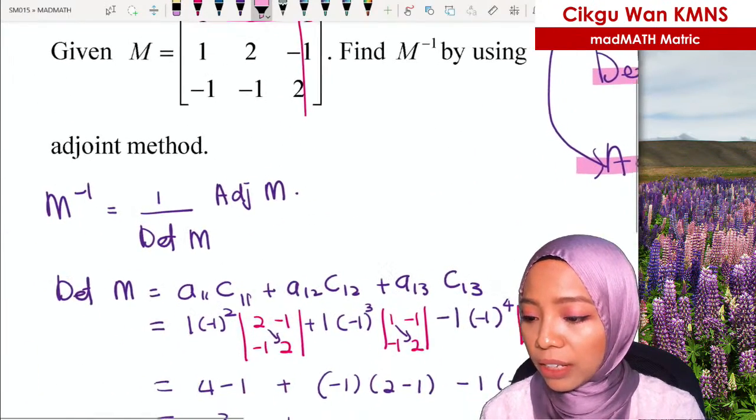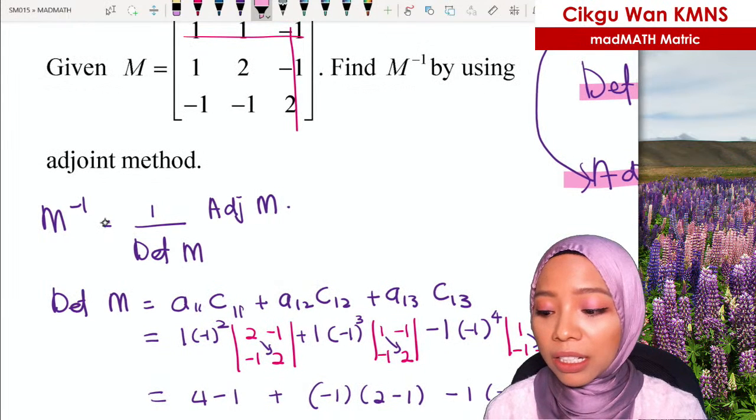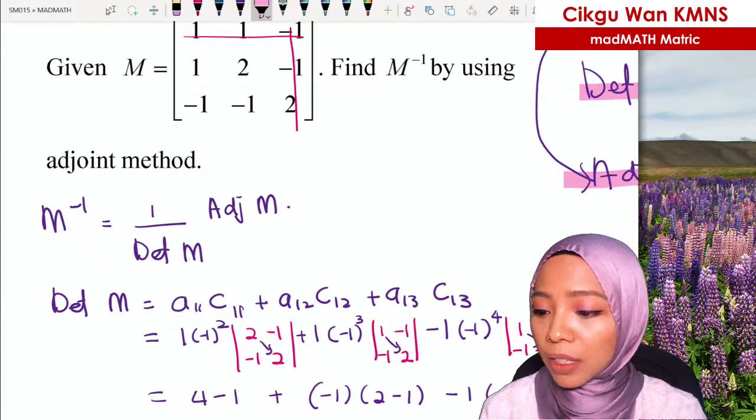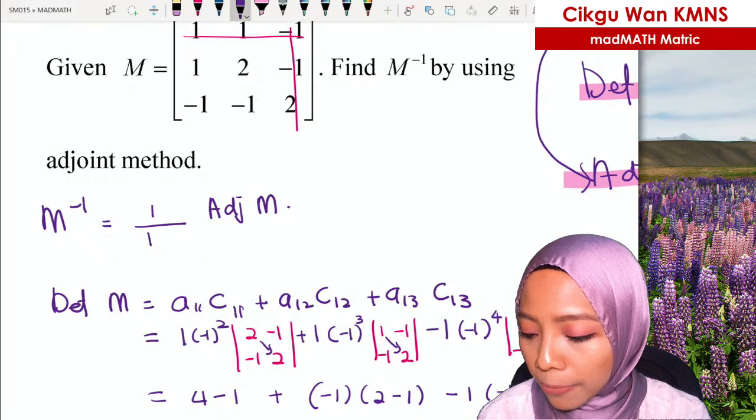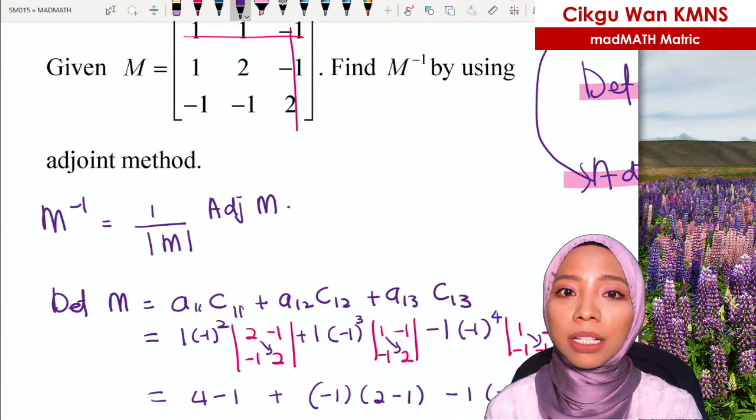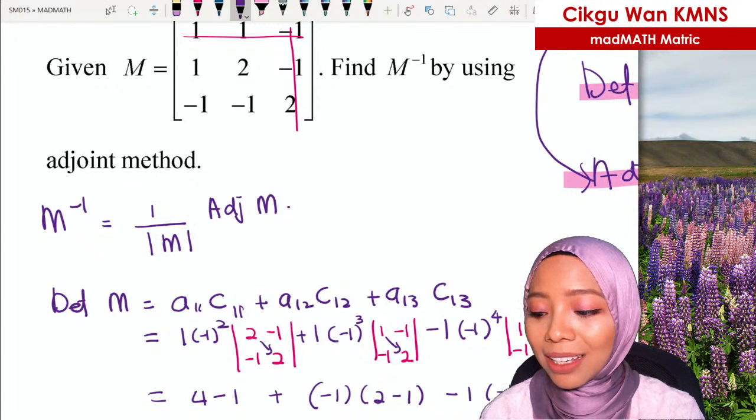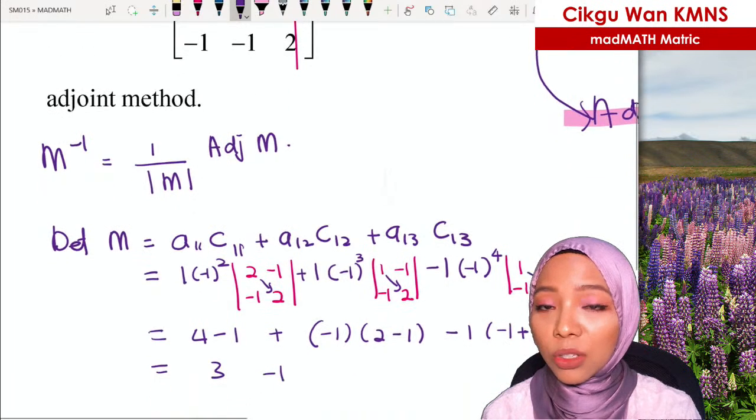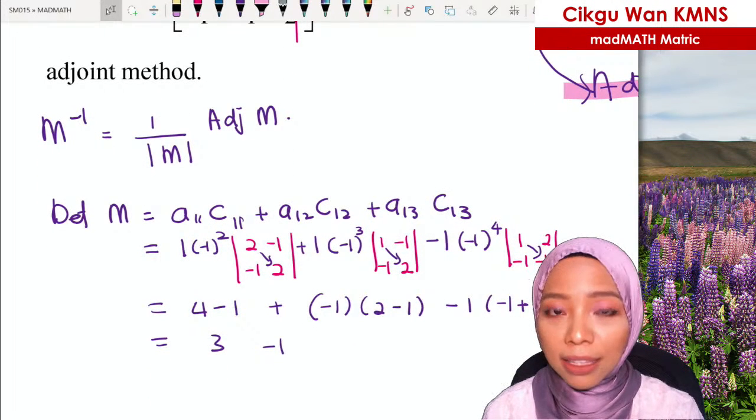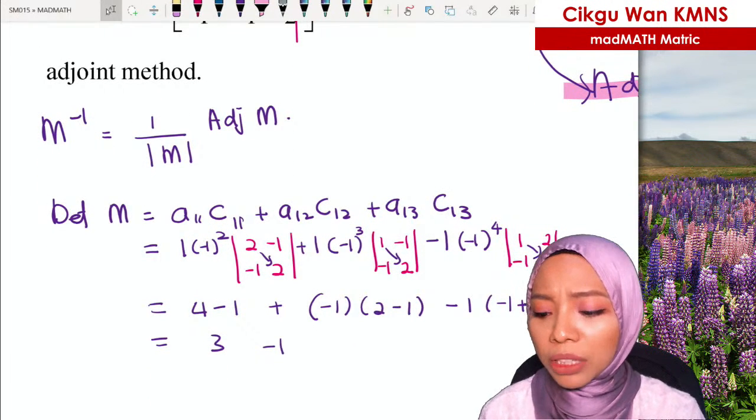Okay, nak cari inverse, formula 1 over determinant M. Nak sebut pun boleh, nak buat simbol pun boleh. Simbol determinant M, kemudian darabkan dengan adjoint M. Cikgu tak cari adjoint lagi. I not yet calculated adjoint. I baru cari determinant. Okay, tulis nota dekat situ.